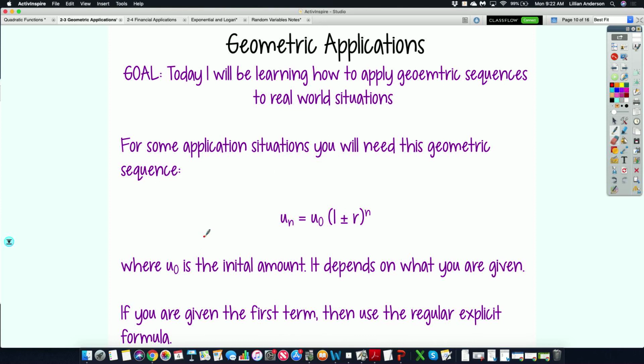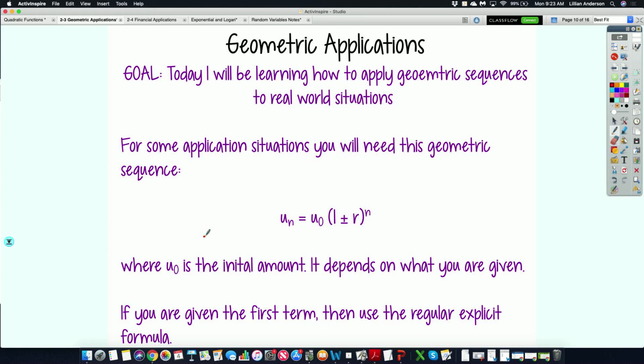It says U sub n equals U sub 0, parentheses, 1 plus or minus r to the n power. And this is where U sub 0 is the initial amount. Depending on the problem and depending on what's given to you, it might say that this population is initially 5,000 people. That 5,000 is the starting point. It is not the first year's worth of people. And so when that happens, that means that you're no longer going to have an n minus 1 in your exponent. You're just going to have an n. So be very careful.